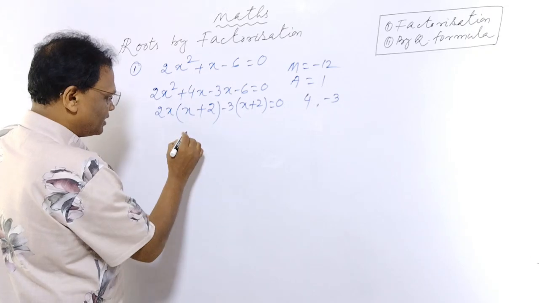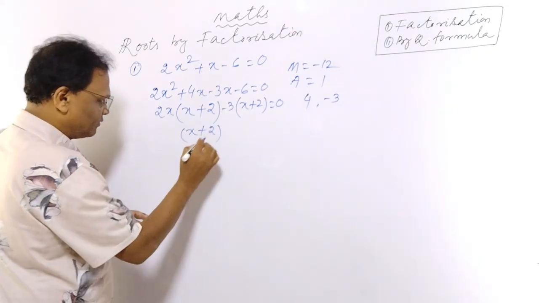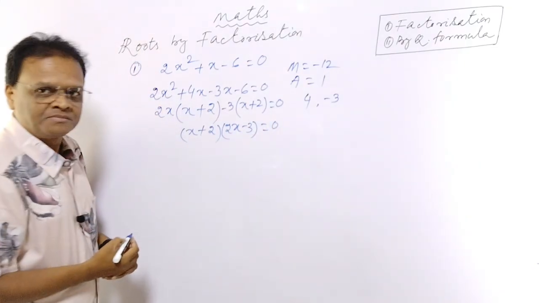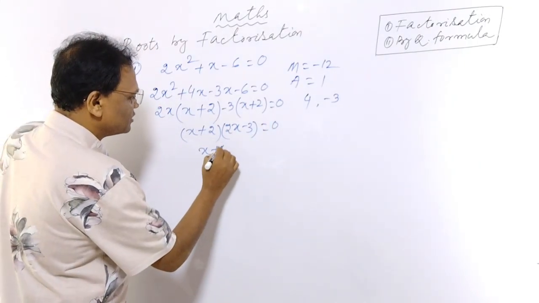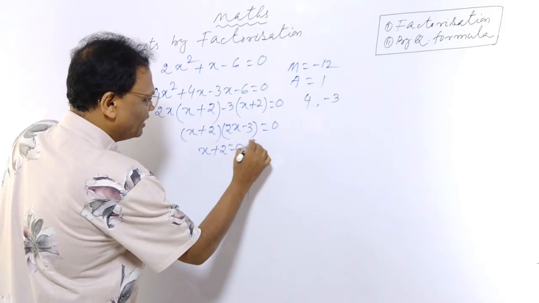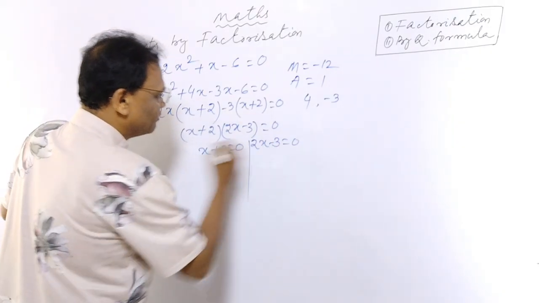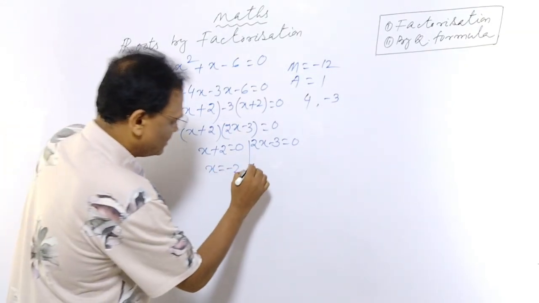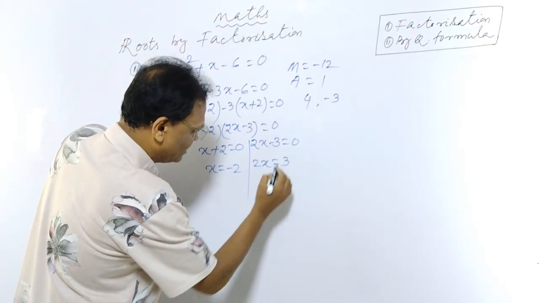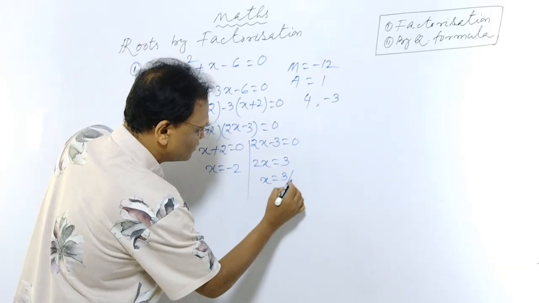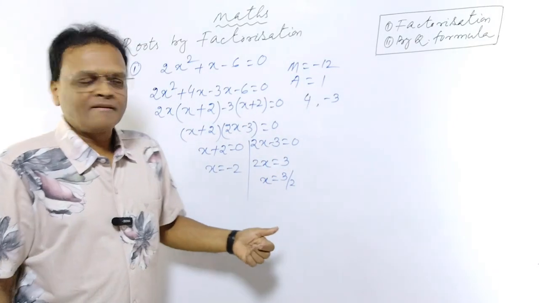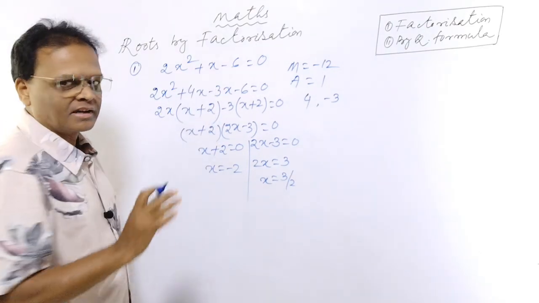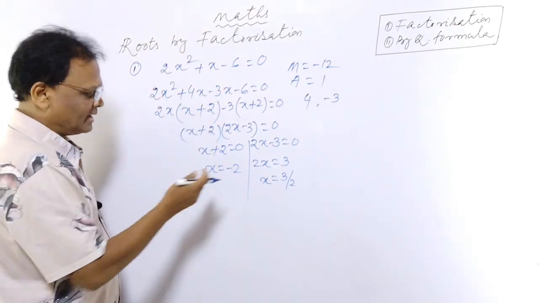Now take out x plus 2 of 2x minus 3 equals 0. Now individual factors I can write: x plus 2 equals 0 and 2x minus 3 equals 0. x becomes minus 2. Here 2x equals 3, or x equals 3 by 2. Now these two are the roots of this quadratic equation, and the method is factorization. I split the middle term and I got the answer.